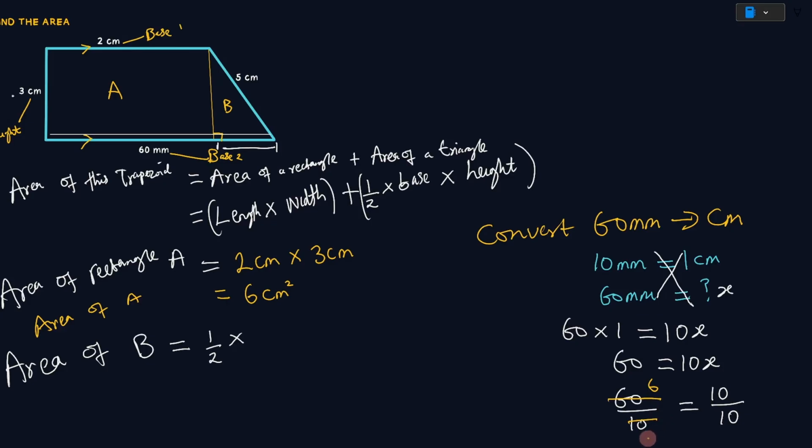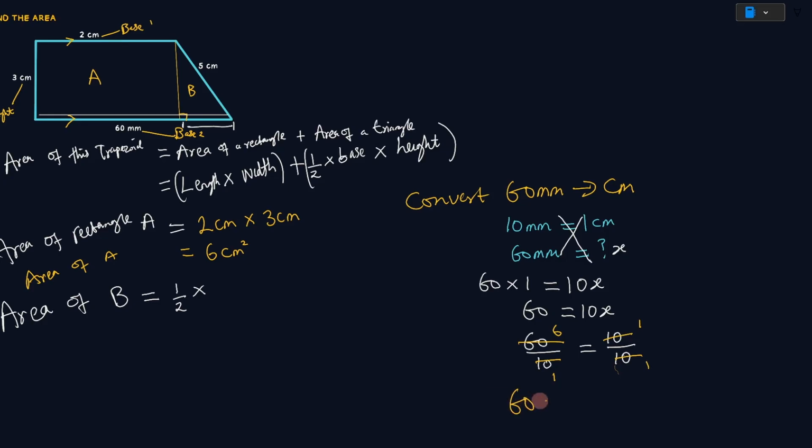10 divided by 10 is 1. That means that 60 millimeters is equal to 6 centimeters. So this whole length, this is 6 centimeters.